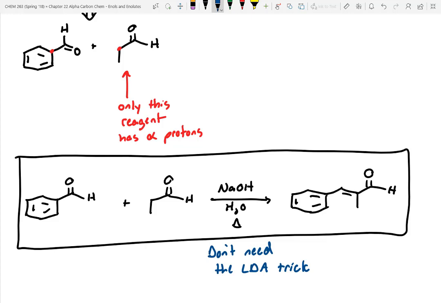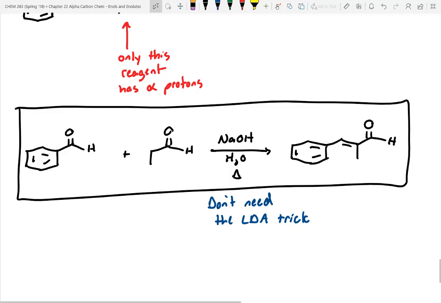to worry about LDA, or if you're mixing a product or reagents where only one of them has alpha protons, you don't need LDA. But if you're in that situation where both of them have alpha protons, that's when order of addition matters a lot. Make sense? Okay, we gotta jump into a new reaction, but the new reaction is very similar to aldol chemistry.